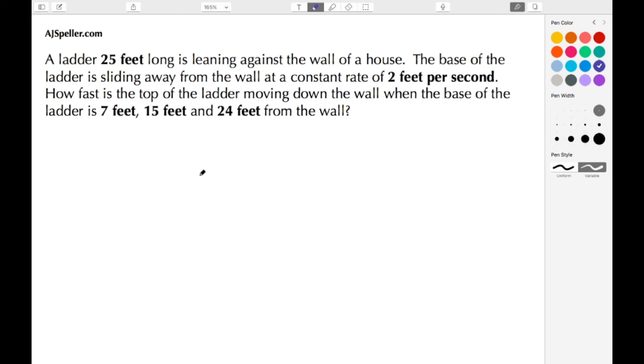So let's begin with a sketch here. We're going to start by sketching in the wall, and then we're going to sketch in the ground, and then we're going to sketch in the ladder leaning against the wall and touching the ground. Notice here that we've just created a right triangle.